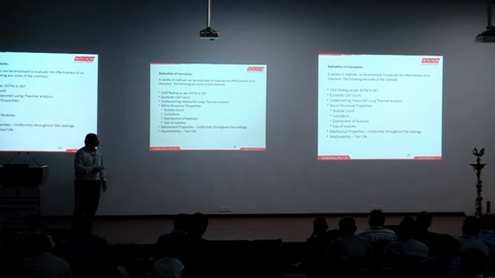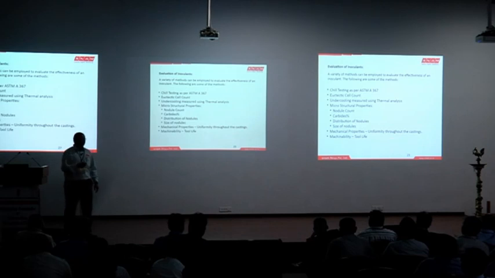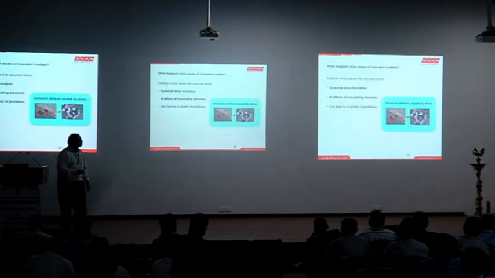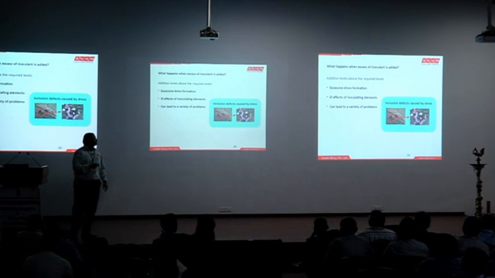Mechanical properties, uniformity throughout the casting. The catch is uniformity, and what inoculation can give you is uniformity only. Machinability, tool life, and this is the output of all these previous parameters. So what happens when excess inoculant is added?